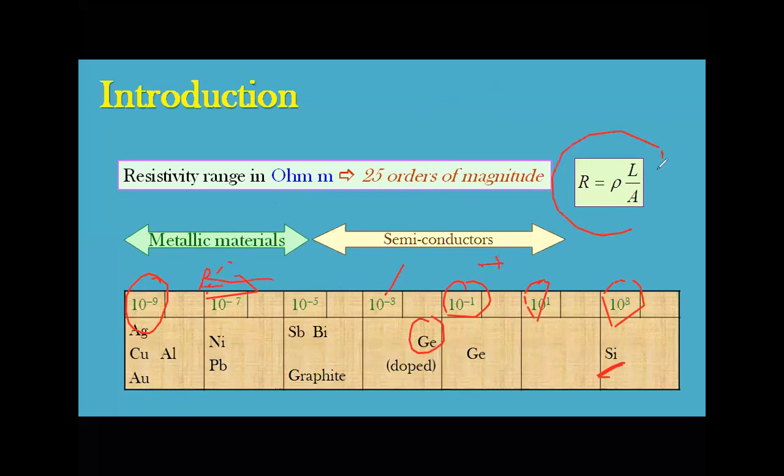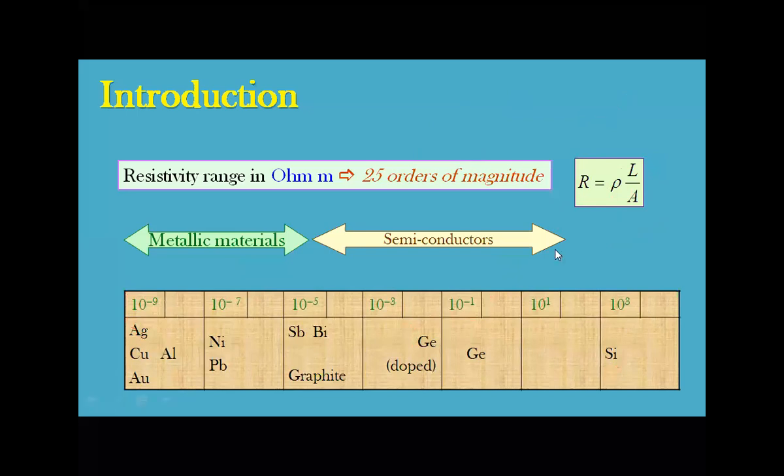The formula we use is R equals rho L by A. Rho is the resistivity and R is the resistance. They will definitely ask problems based on this relation between resistance and resistivity. Here L is the length of the conductor, A is the cross sectional area, R is the resistance, and rho is the resistivity. You should remember those names.